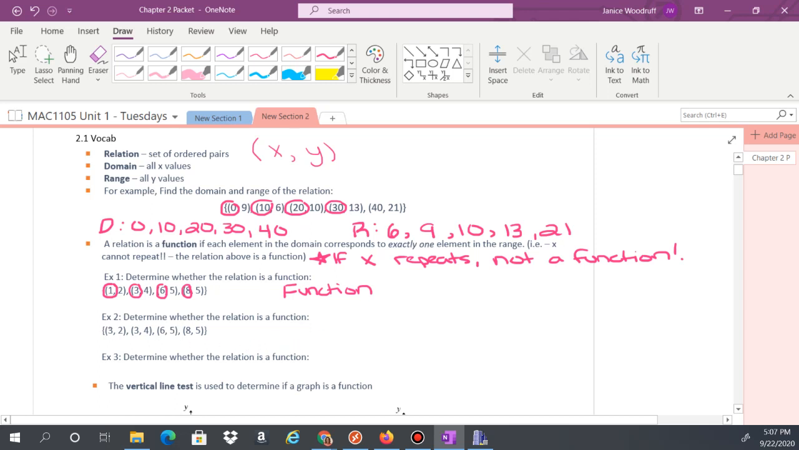So in example 2, we have 3, 3, and then right there, okay, the 3 repeats. So we notice right off the bat that the 3 is going to repeat, so we say that this is not a function.